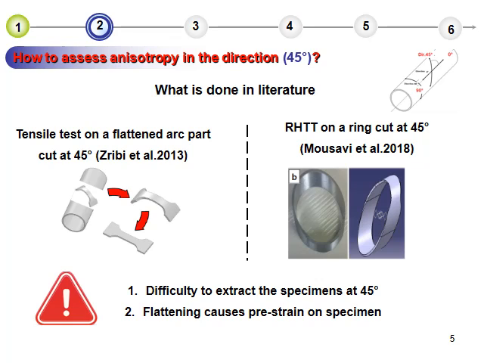The problem here is how to assess the anisotropy in the 45 direction. What is done in the literature is, for example, the tensile test on a flattened arc cut at the 45 direction made by Zribi et al., or a ring hoop tensile test on a ring cut at the same direction made by Musavi et al. in 2018. But those two tests are not very recommended because of the difficulty of extracting the specimen in the 45 direction, and then the flattening causes pre-strain on the specimen.